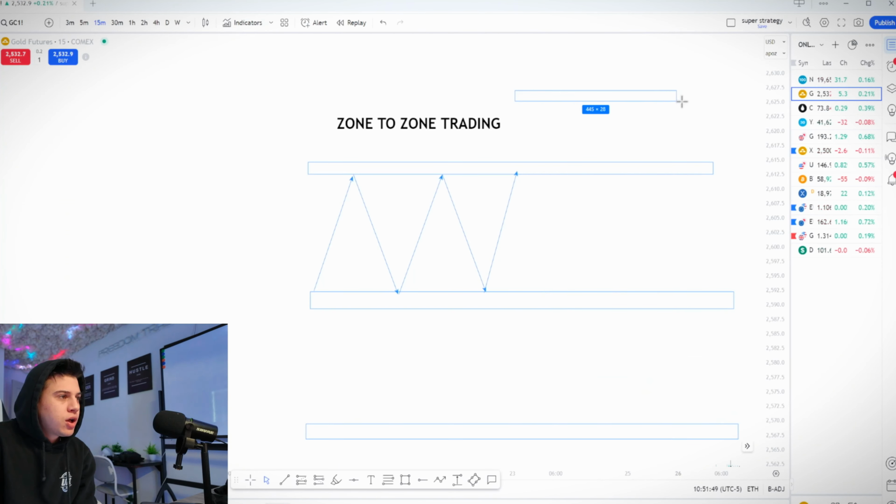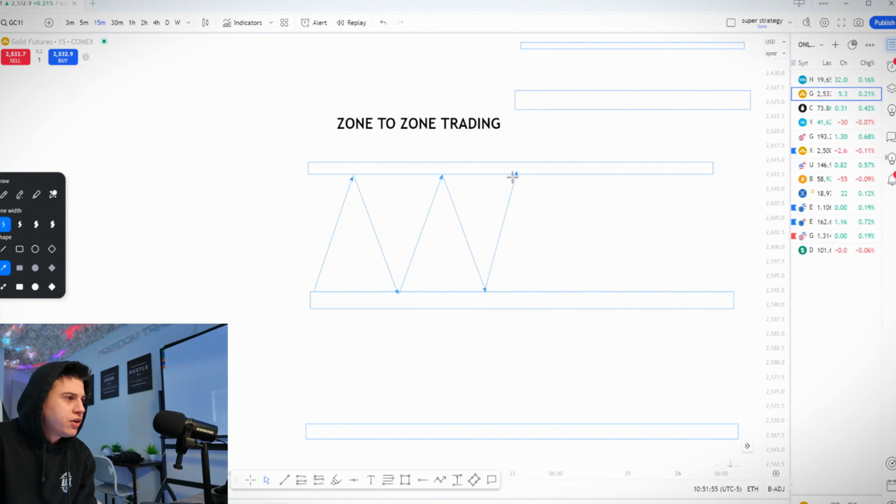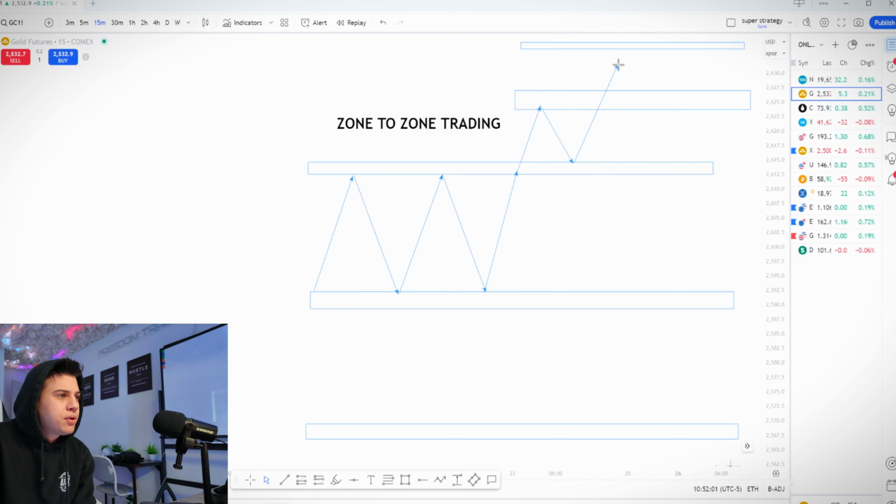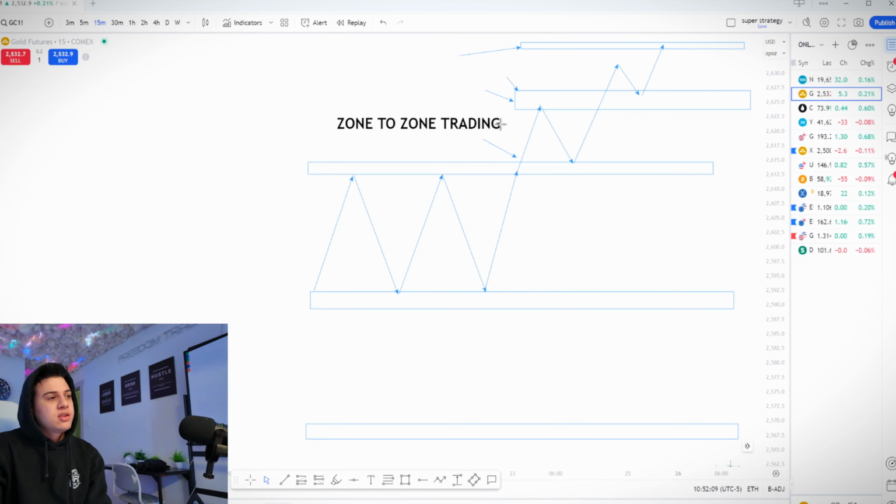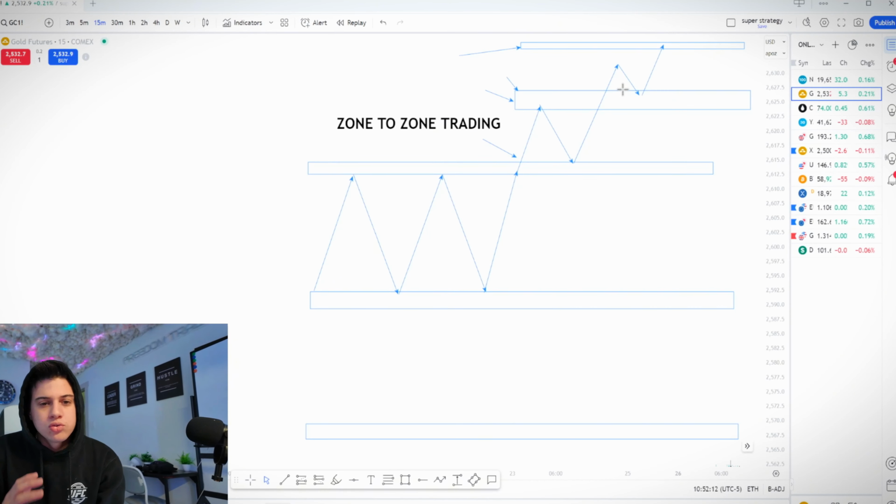We would have zones up here and up here. So it's the same thing that we would be using on this level here. We'll be waiting for this zone to break. We're most likely going to bounce, reject off this level here, and come back up. When we break, we're most likely going to come up to this zone. So if we break this zone, we're going to come up to this zone, and if we break this zone, we're most likely going to come up to this zone. This is the whole idea of zone-to-zone trading.